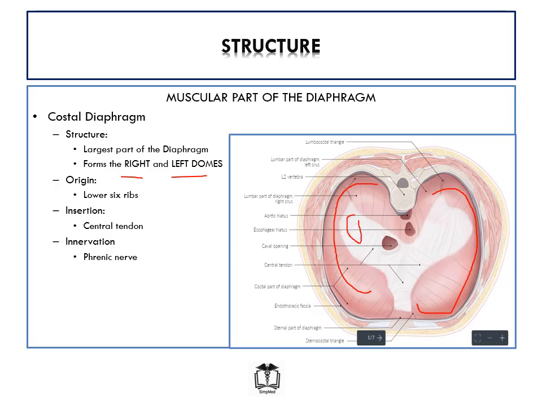And then in terms of insertion, the costal portion of the diaphragm would insert at the periphery, or centrally, to the central tendon, the fibrous or tendinous part of the diaphragm. You can see how they're inserting at this point. Each of them tends to radiate and insert at the tendinous part of the diaphragm. In terms of nerve supply, the costal diaphragm is also innervated by the phrenic nerve.